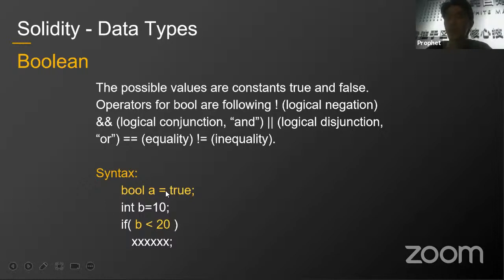And we can assign the bool variable true or false. In the program below, we can see there is a yellow part right here. In the code, we defined b equal to 10. So if b less than 20 is true, then this true is a Boolean value that will return to the if function. Then the if function will execute the following code. But if b is not less than 20, then it will return a false to the if function. Then the if function will do something different.